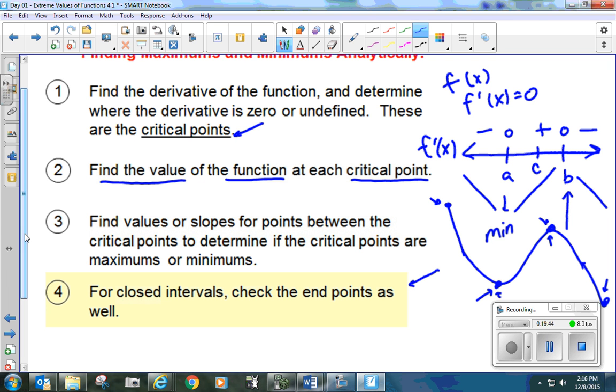Because remember those three examples? Sometimes the min and max are the endpoints. Sometimes they're not. Sometimes they're both interior points. And sometimes one's an endpoint and one's an interior. So this last step of just checking your endpoint is just your last thing to make sure, okay, I got my information. Oh, let me make sure the endpoint isn't higher or lower. Okay?